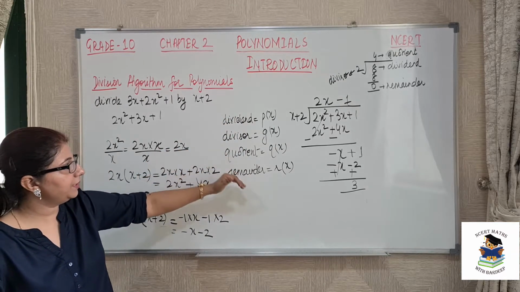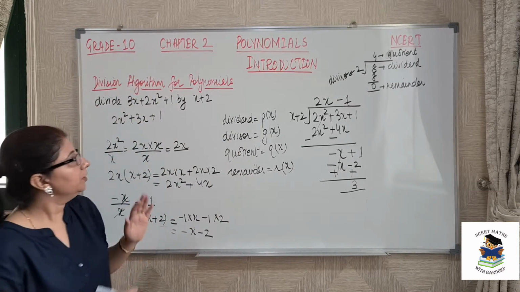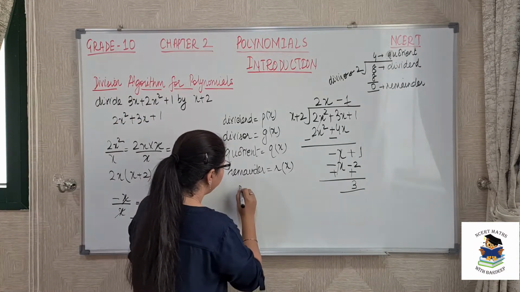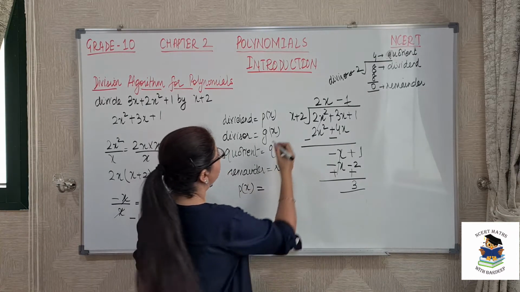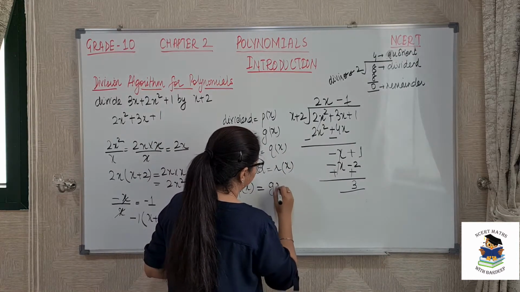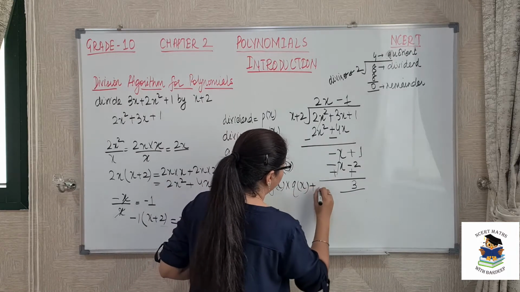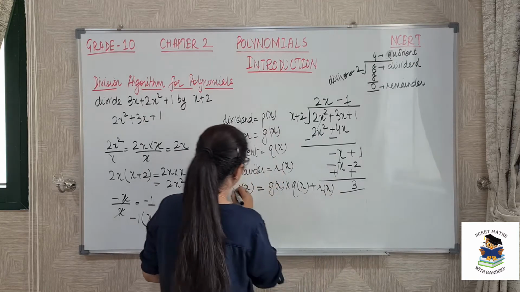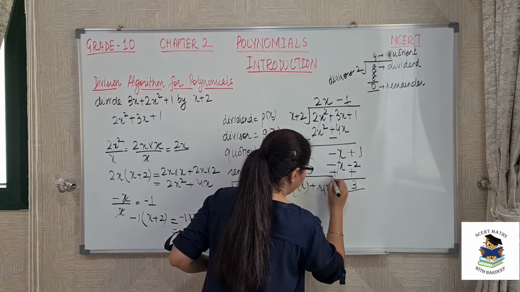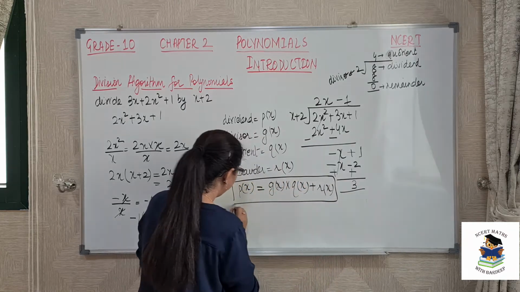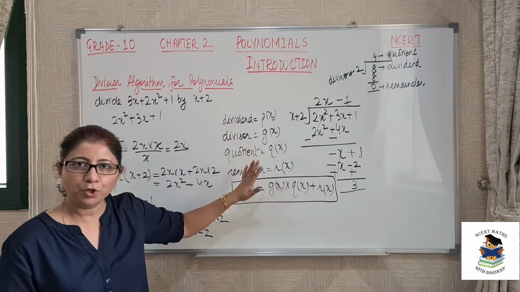If these are the polynomials that we have been given, that is dividend is this, divisor is this, quotient is this and remainder is this, according to the division algorithm, we can say that the dividend is always equal to what? Your divisor multiplied by quotient plus remainder. So this rule is the same as we use for normal numbers. The same rule holds true for polynomials also.